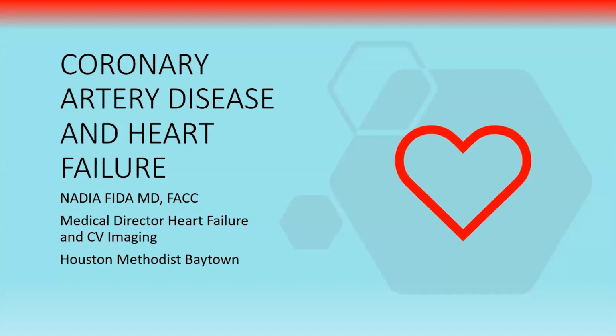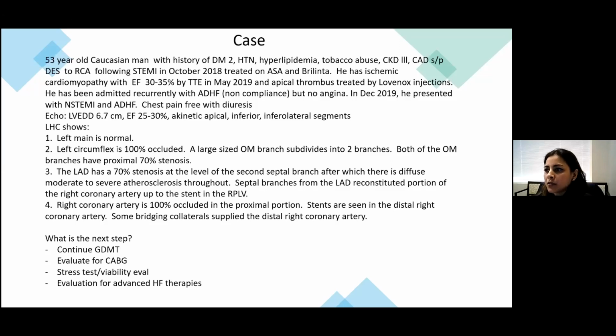We're going to start with a case, and I'm going to give you guys a poll to see what you think about it. It's a 53-year-old man with history of diabetes, hypertension, dyslipidemia, tobacco abuse, chronic kidney disease stage 3, history of PCI to RCA in October of 2018 when he presented with STEMI, and he takes aspirin and Brilinta. He has ischemic cardiomyopathy with EF severely depressed and an apical thrombus.